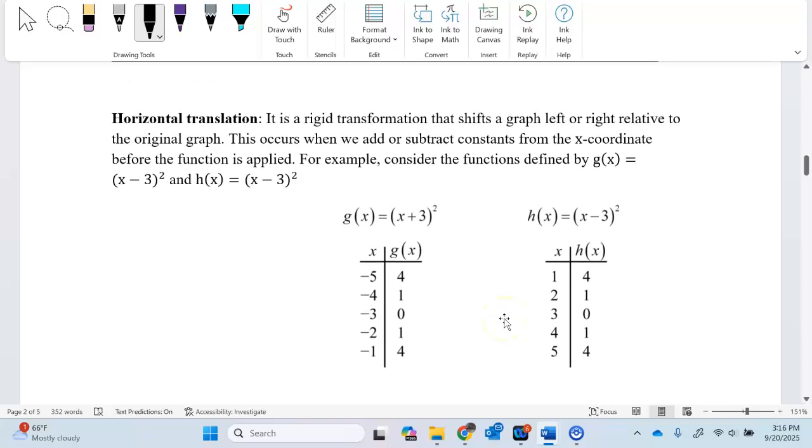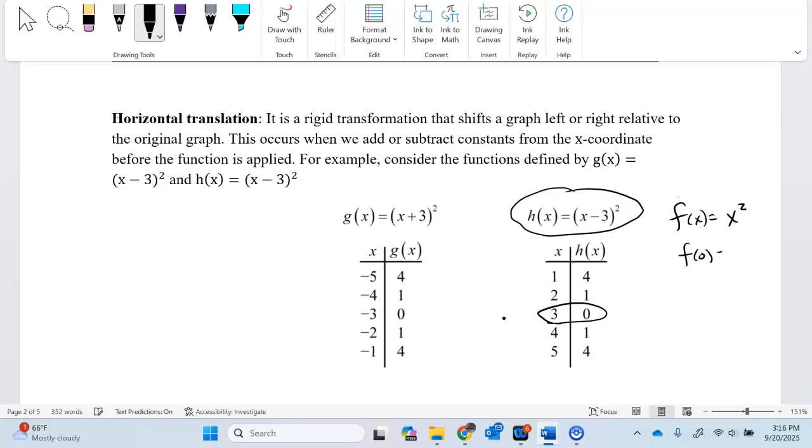Okay, here's a different one. This one's a little trickier. So I want to focus on this. That is x minus 3 squared. Why is that 3 units to the right? What happens there? Well, I like to just focus on this point right here. So my function f of x equals x squared, right? That hits the origin. That is input 0, output 0. So I know that's going to be right here, and then it does the parabola thing.